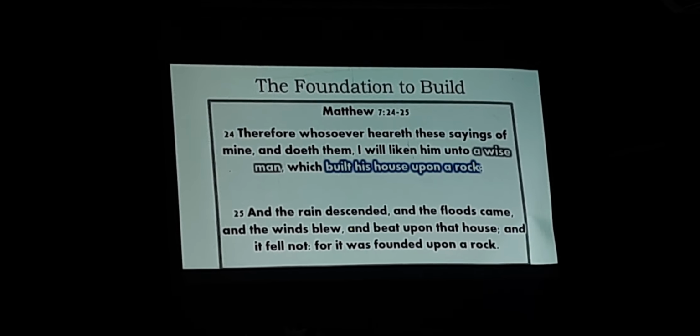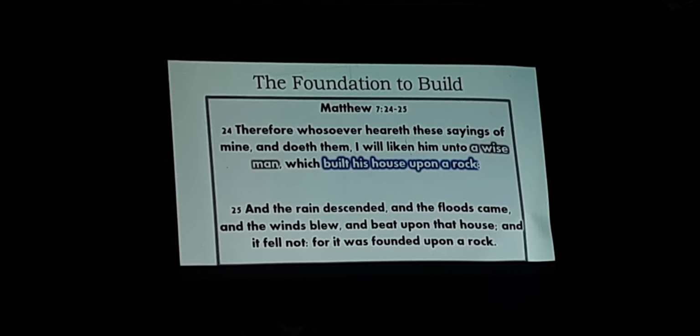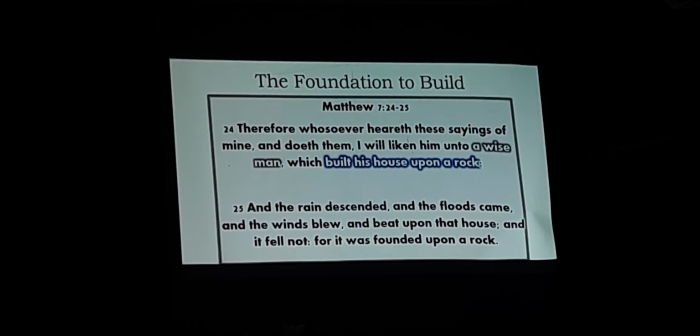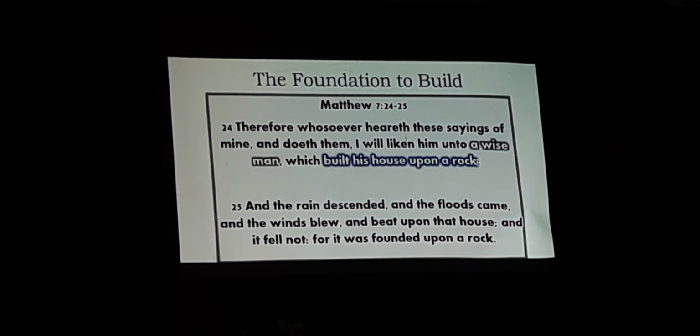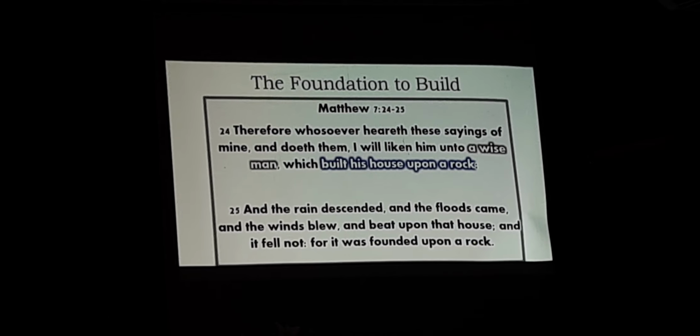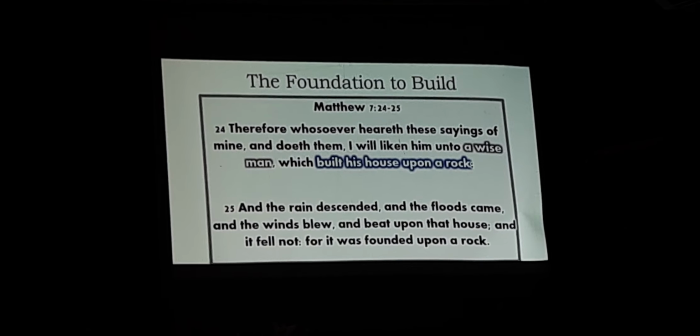Okay. So here is the continuation of the text. Therefore, whosoever heareth these sayings of mine and doeth them, I will liken him unto a wise man which built his house upon a rock. And the rain descended, and the floods came, and the winds blew and beat upon that house, and it fell not, for it was founded upon a rock.